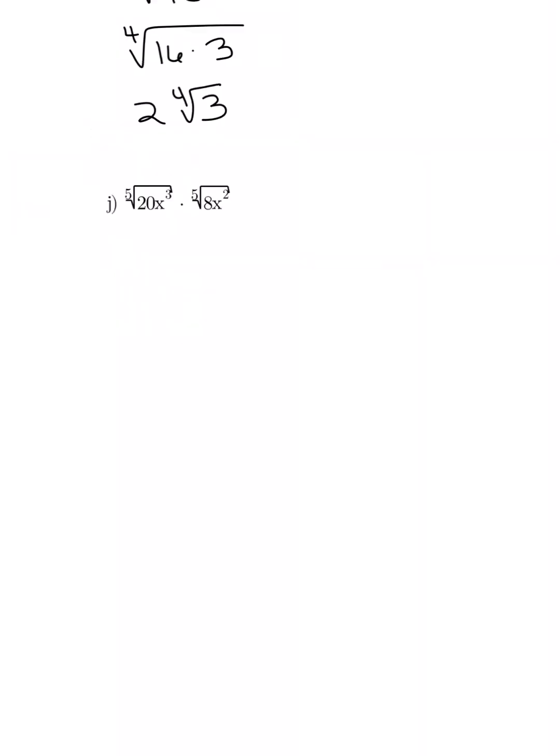For our last example, we're going to do a fifth root problem. We're going to go straight into the multiplying. The fifth root of 20x cubed times the fifth root of 8x squared is going to give us the fifth root. 20 times 8 is 160. X cubed times x squared gives me x to the fifth. Now we have to check. Is there a fifth power that goes into 160? And there is. It's 32. So this will become the fifth root of 32 times 5.